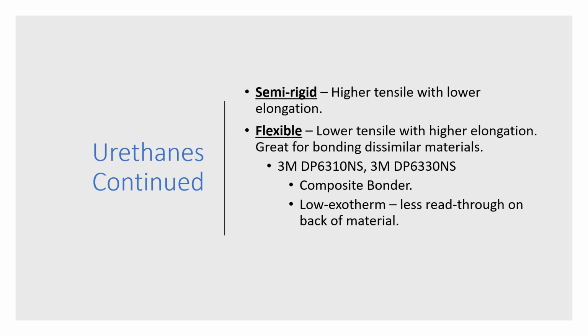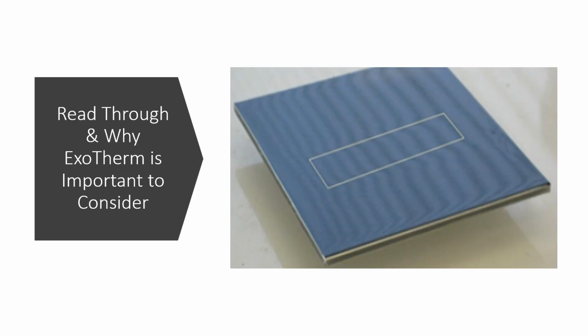They were kind of our go-to for a low exotherm solution for thin gauge materials up until 3M released the 87 and 8600 series. So I would typically recommend the 8600 series if we do need something that's low exotherm over the 6300 series. Okay, here's an example of read-through and why exotherm is important to consider.